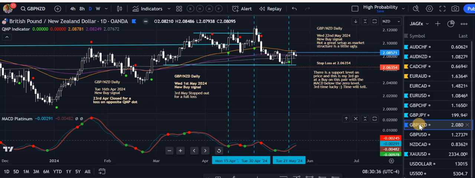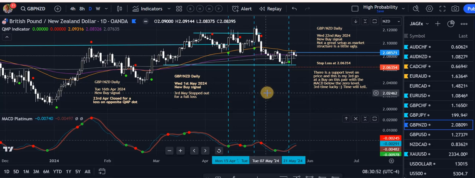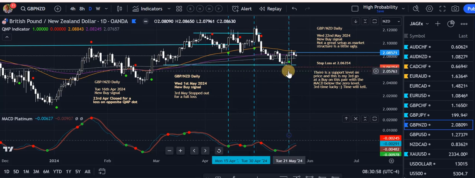Pound New Zealand in a buy, going nowhere fast. Now, there's a nice support level in price here, but there was New Zealand interest rate news coming out on the day I took this trade, and I nearly paid the price for it. You can see it opened there, spiked down. If you're watching this on the day, you would have seen all this. My stop was there below the low. It didn't come close, but it had me a little bit nervous, thinking I'd be out of the trade in one day. That's not very good.